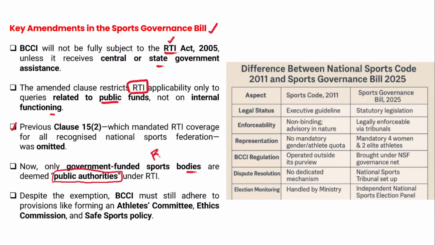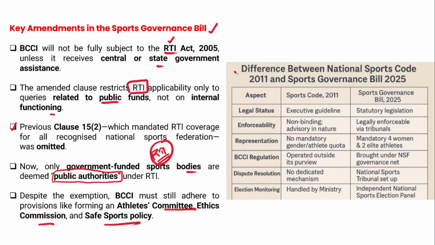And in fact, the Right to Information Act empowers the citizens with information, and it also brings in transparency and accountability in the administration of sports and the functioning of the sports governance bodies at the national level and the state level. However, despite such an exemption from the ambit of the RTI Act, BCCI must adhere to provisions like forming an athletes committee, ethics commission, and even a safe sports policy as well.